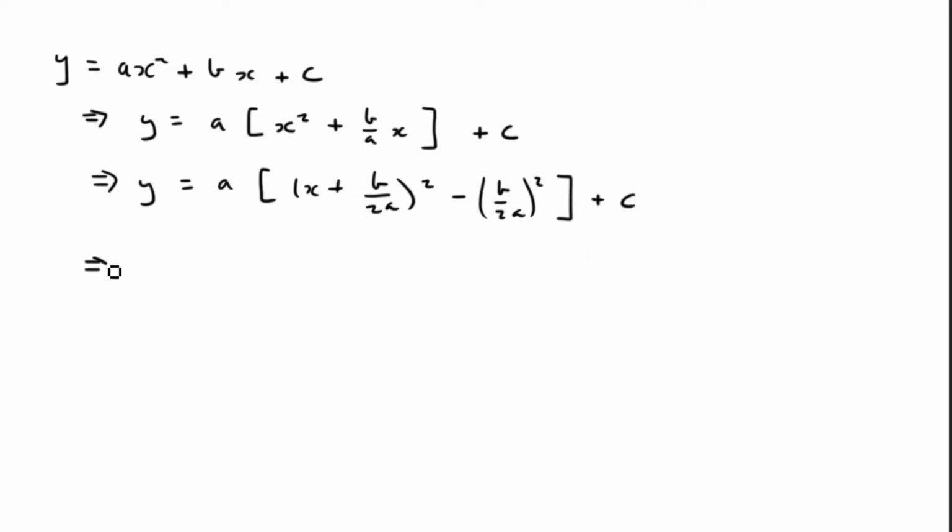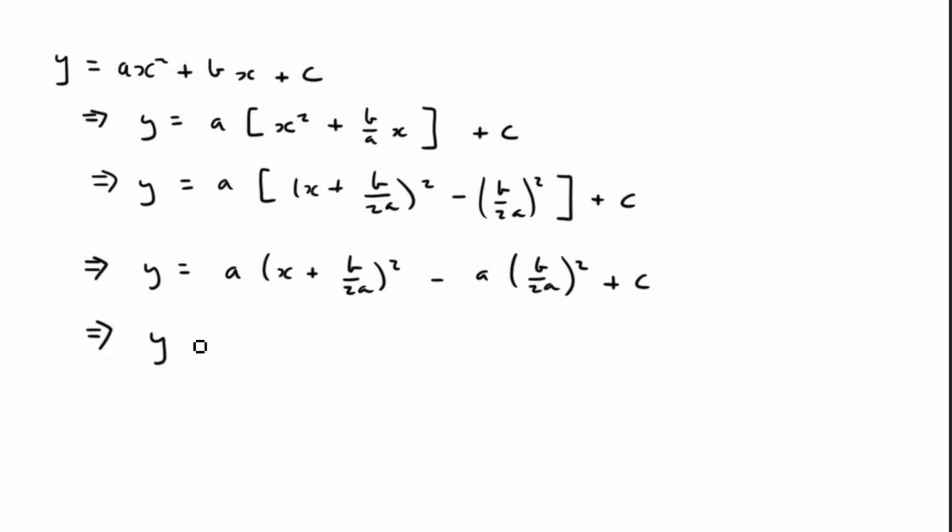Let's now expand that big bracket. Y is a into x plus b over 2a squared, subtract a times b over 2a squared plus c. Just going to do a tiny little bit of rewriting of that final term. Quite happy with the way the first part of this is looking. But that last bit, let's just write that as plus, and in a big bracket, c subtract a into b over 2a squared. The reason I'm doing that is because I'm now going to introduce some new constants.